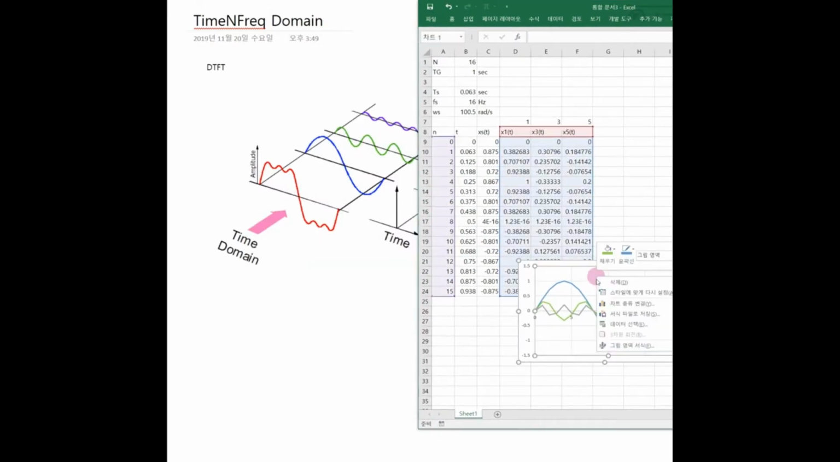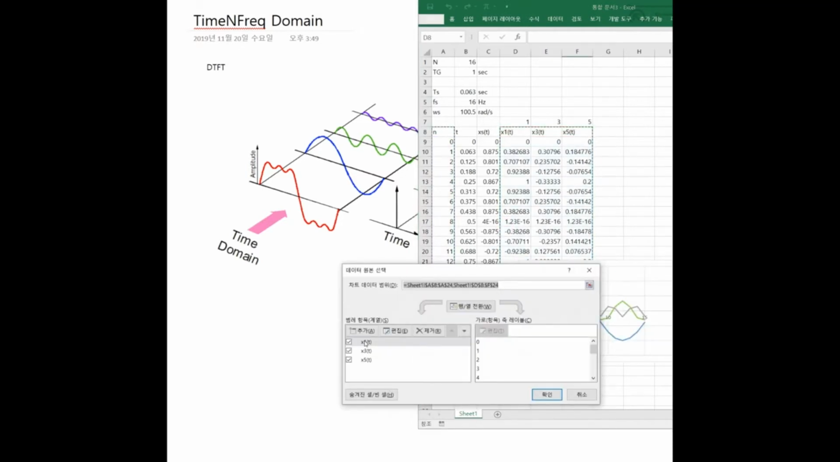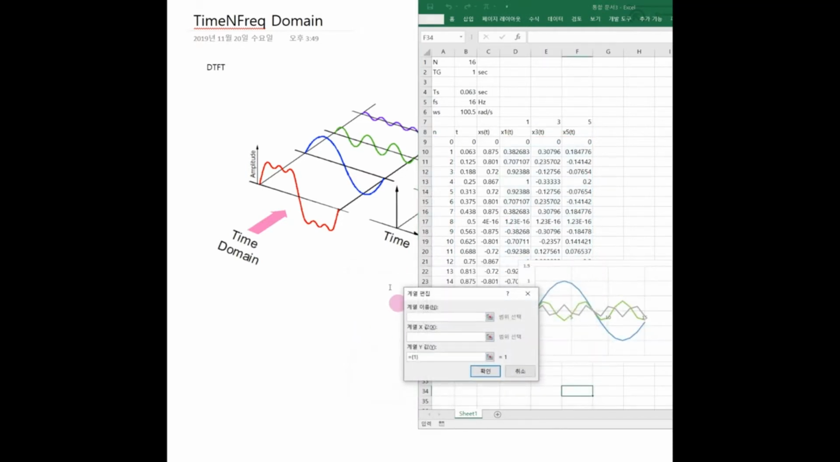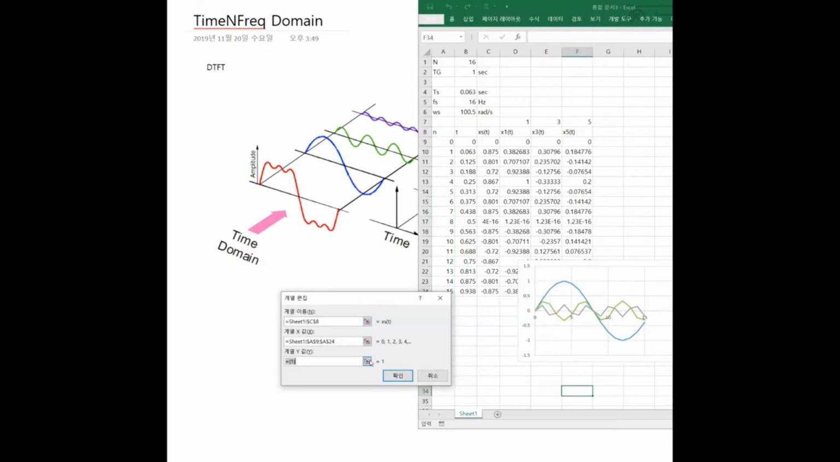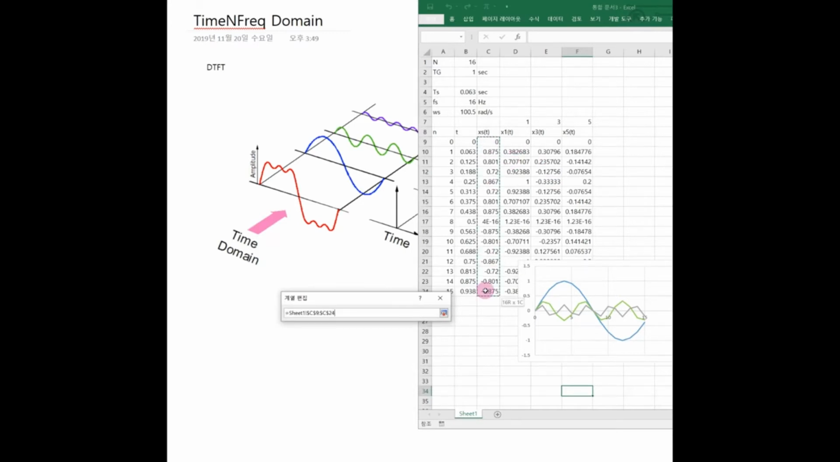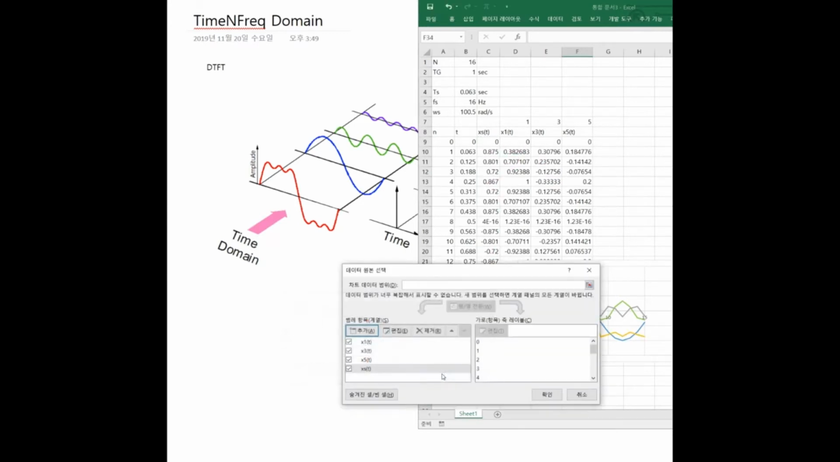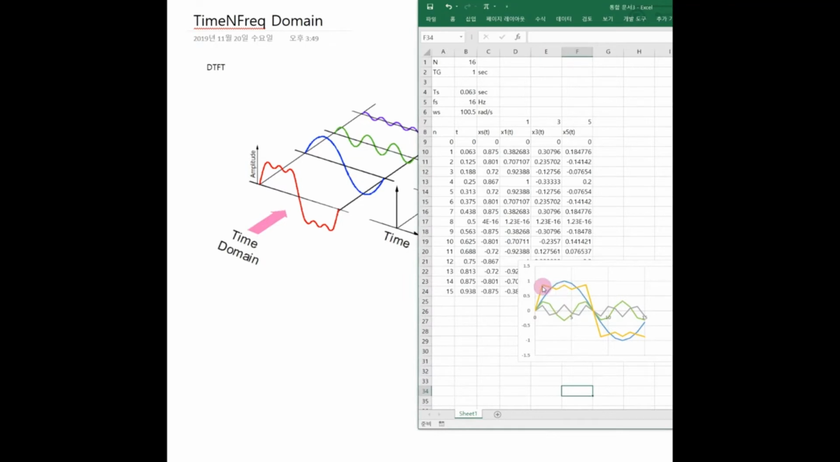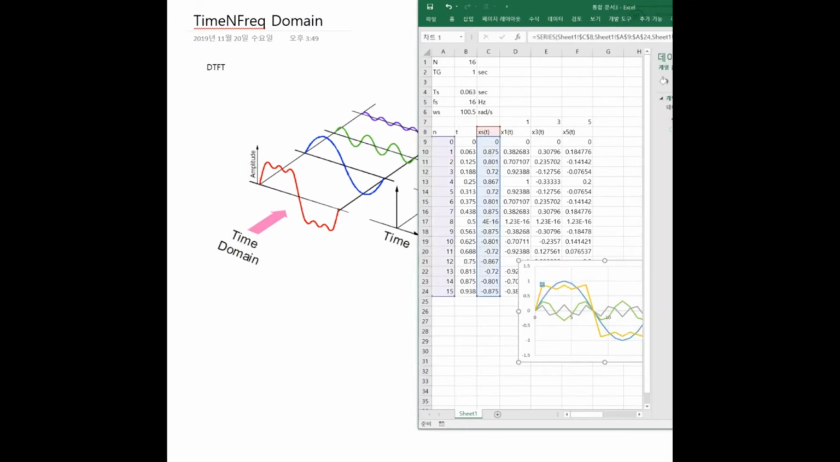And what about the original waveform? The original waveform is the sum of them. For x, I use the index of this one, and the y value is the sum of them. This one corresponds to the LED waveform, and I'd like to change its name to LED.